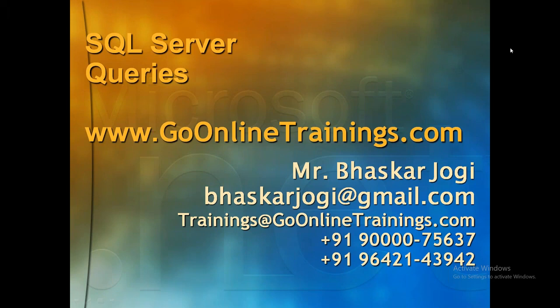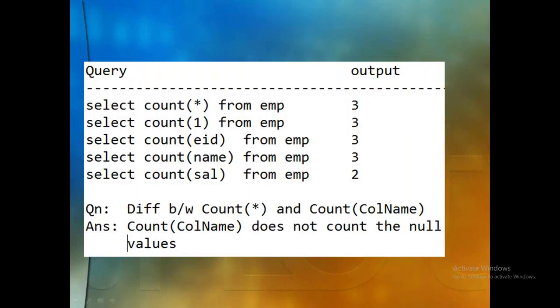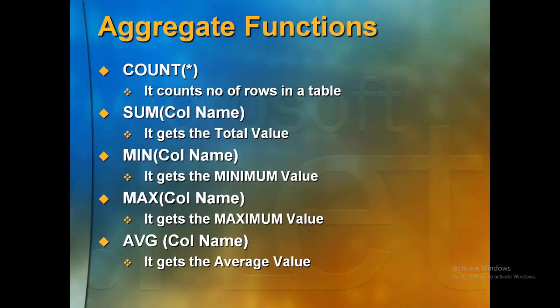We are discussing how to perform aggregate functions, right? So we had seen what count star, sum, min, max, and average functions are. We had discussed how to get the number of employees or the number of customers from the account master table, and how to find out the total, average, minimum, all these things, right?